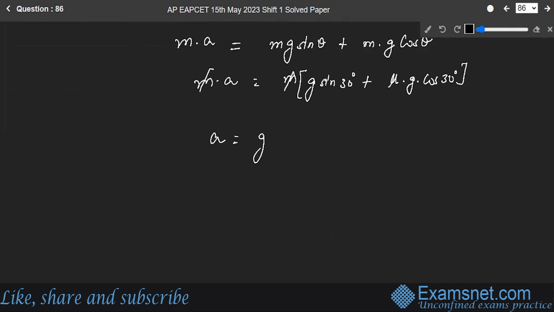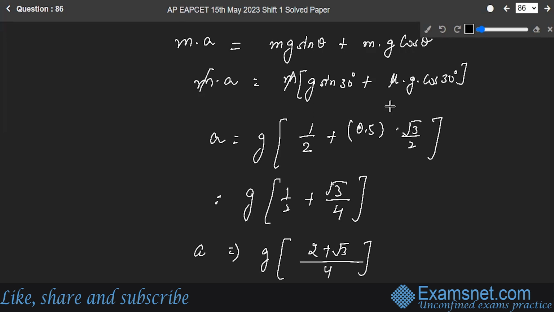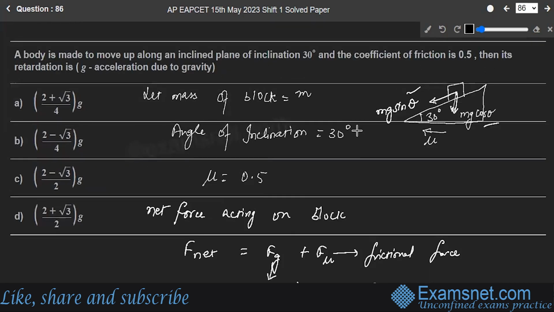A is equal to, I'm taking the g common, sin 30 is 1/2, and mu is 0.5 and cos 30 is √3/2. This is equal to 1/2 plus √3/4, or this is equal to g into (2 plus √3)/4. That is your acceleration, retardation actually. So you have option A as the right answer. Hope you understood this. Next is question number 87.